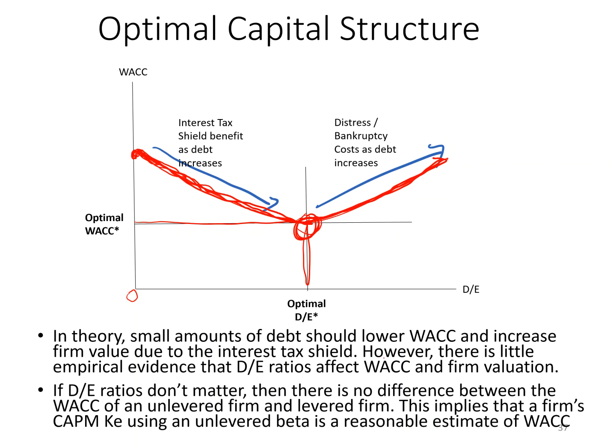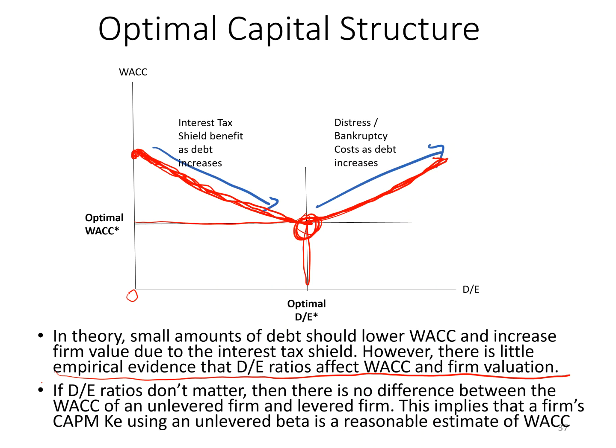When I look at empirical evidence, do firms that have more debt tend to have higher market values, say higher P/E ratios relative to other firms? There's little empirical evidence that D/E ratios actually affect WACC and firm valuation. So that's kind of depressing. Our theory says that there should be an optimal D/E ratio, but actually when we look at the cross-section of firms, the D/E ratio seems to have no impact on WACC and value of a firm.